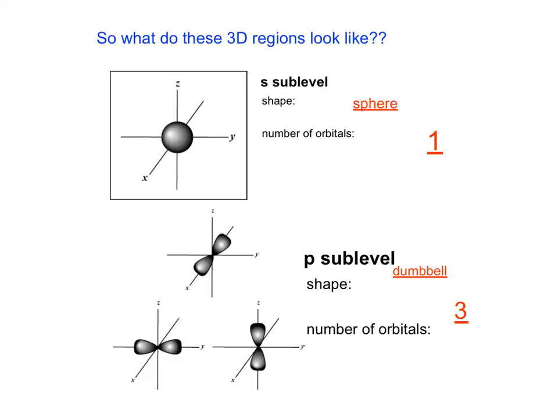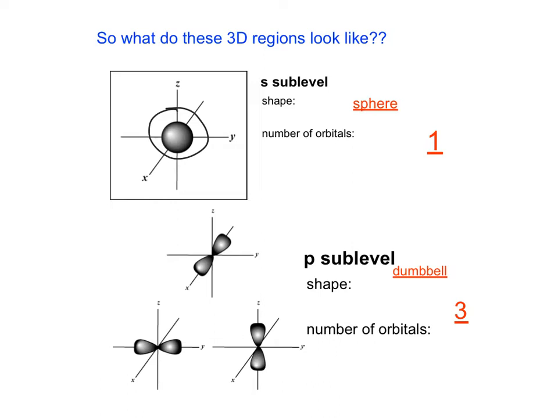So what do these three-dimensional regions look like according to Schrödinger? We've used computers to model them, so they're a little bit easier and clearer to see. The first sublevel is a sphere. It's one of the reasons it's called S. And it has a single orbital in it. There's only one way that you can orient this sphere. You could rotate it whatever direction you want. It's still going to just be a single sphere. So every S sublevel has exactly one orbital where electrons can live.